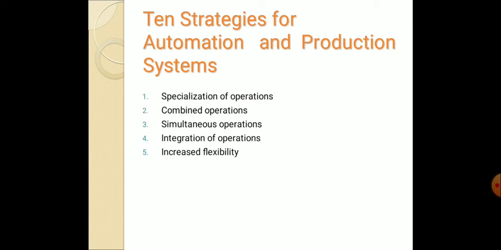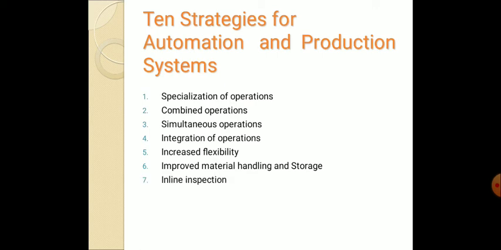Increase flexibility. This strategy attempts to achieve maximum utilization of equipment for job shop and medium volume situations by using the same equipment for a variety of parts or products. Sixth one is improved material handling. A great opportunity for reducing non-productive time exists in the use of automated material handling and storage systems.